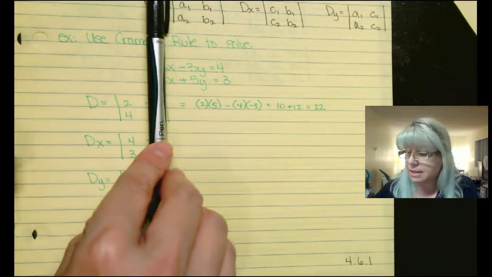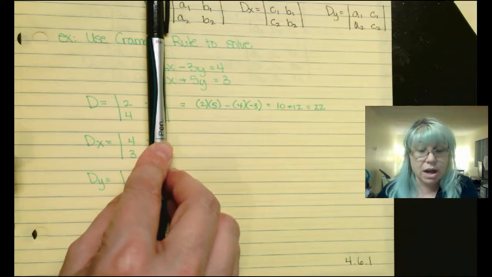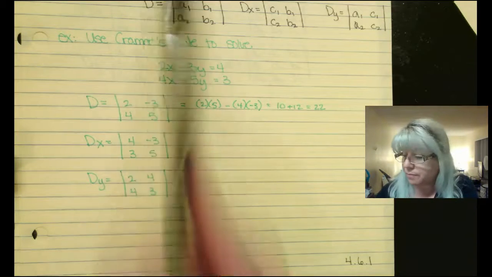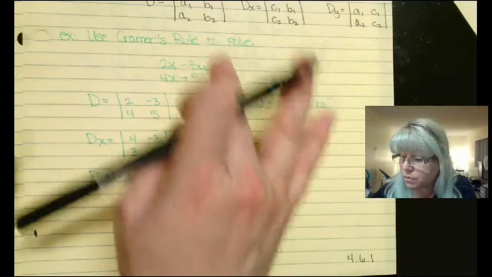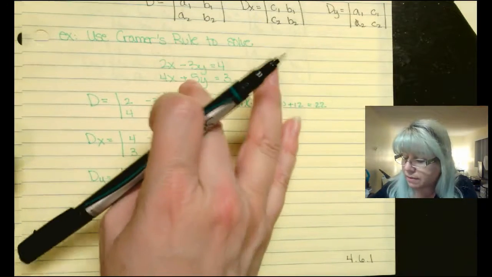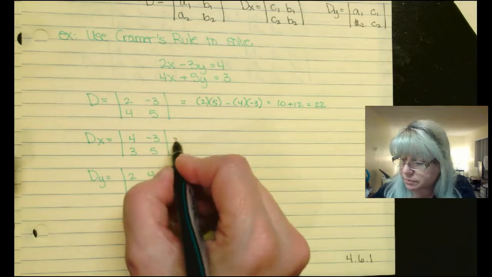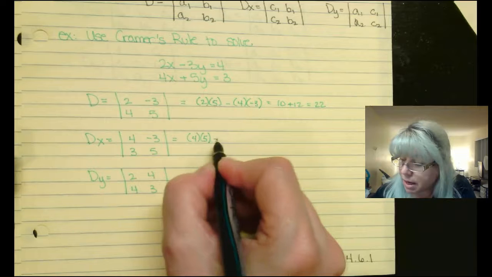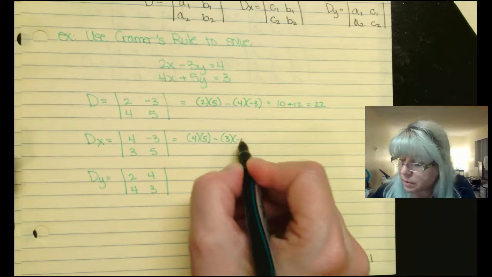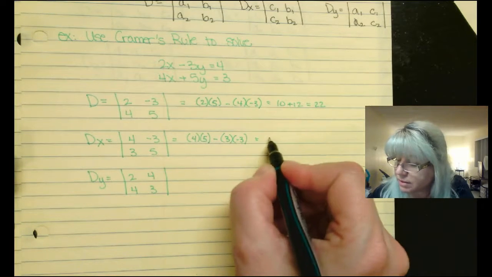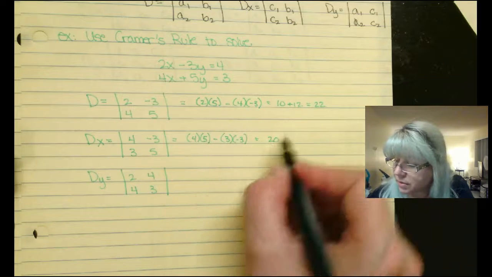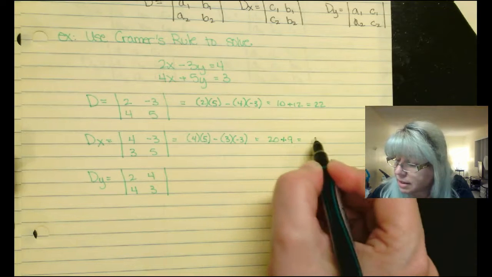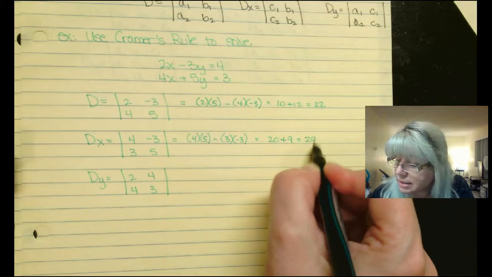Okay. Let's calculate dx. Cover up the x's, and it's the coefficients of the y's and the constants. So 4, 3, negative 3, 5. Order matters here. 4 times 5 minus 3 times negative 3. 4 times 5 is 20. 3 times negative 3 is negative 9, but minus a negative 9 is positive 9. 20 plus 9 is 29.